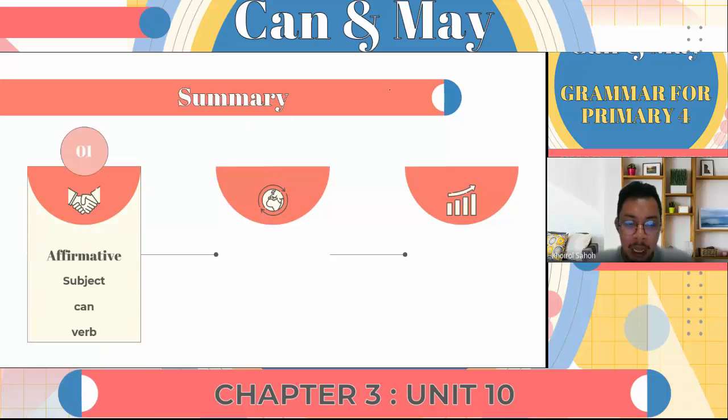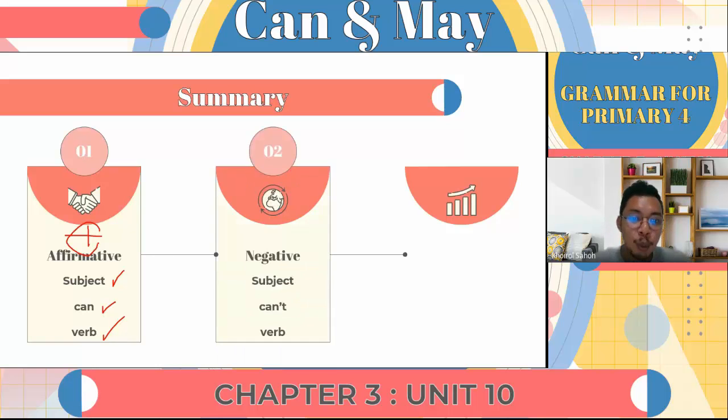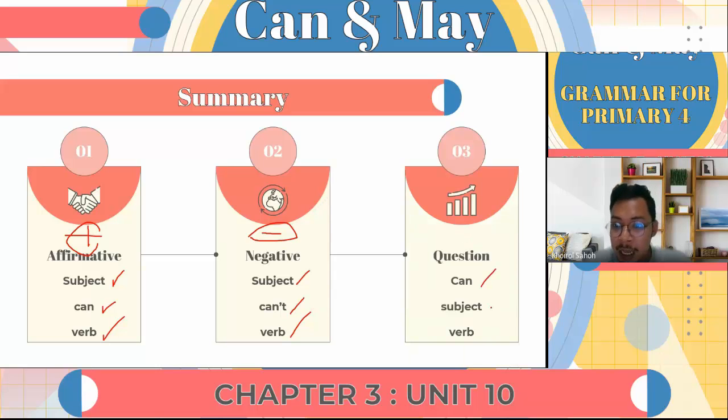Next. So, ถ้าเป็นประโยคบอกเล่าคือ affirmative, นะ if you want to structure the sentence in affirmative sentence, you have to come with subject, can, and verb. นี่คือประโยคบอกเล่าเช่น I can swim. Negative ก็คือประโยคปฏิเสธตามด้วยประธาน can't และกริยาเช่น I can't swim. If you want to make a question using can, you have to come with can first, subject, verb, and end with question mark.